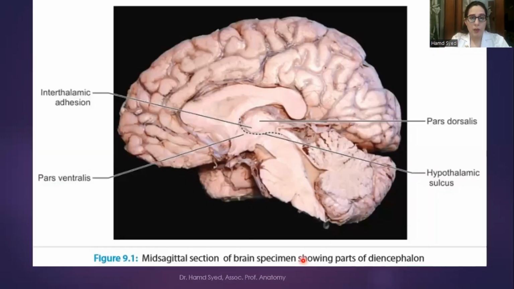So here is a sagittal section through the brain, and we can see that this is the area of the diencephalon, and this dotted line represents the hypothalamic sulcus, which is dividing this area into the pars dorsalis above and the pars ventralis below. So as I mentioned, the pars dorsalis is the area which contains our thalamus, and here you can see is the interthalamic adhesion, which I told you is present in 70% of the population. Below the hypothalamic sulcus is this area, pars ventralis, which contains the hypothalamus.